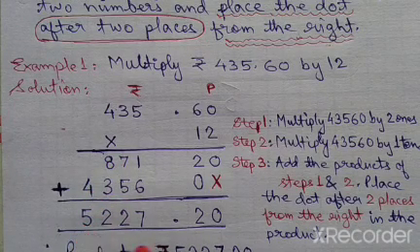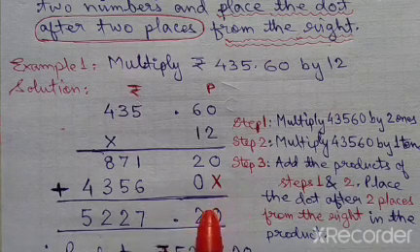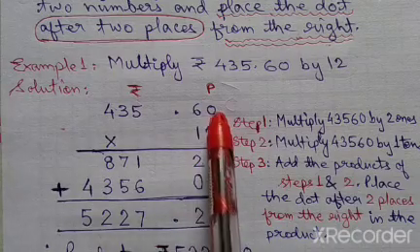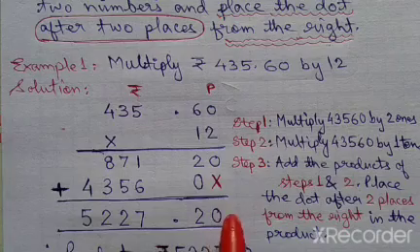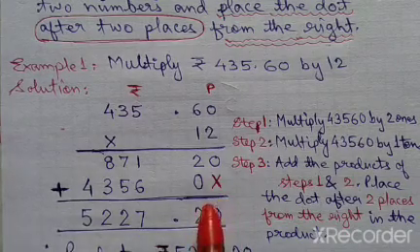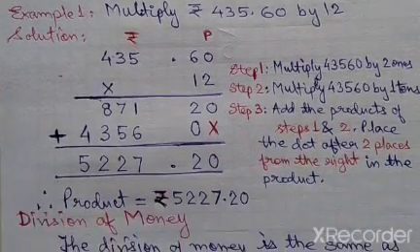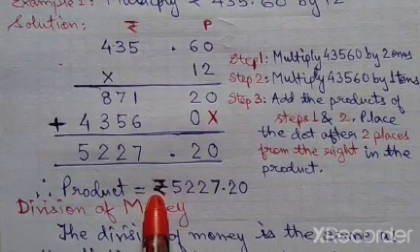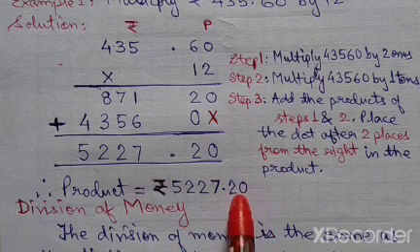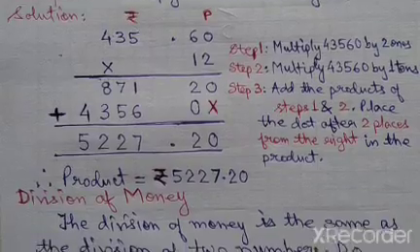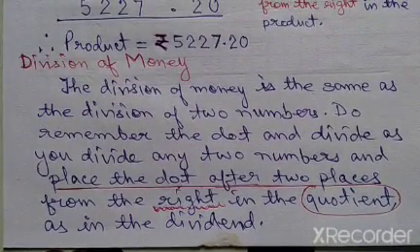Now after that, children, what will you do? Just see the point, okay. Place the dot from the right hand side after 2 places. Why? Just see, after decimal how many places? 2 places. So count from the right hand side 1 and 2, put the point here. Therefore answer will be, children, product is equal to rupees 5,227.20.